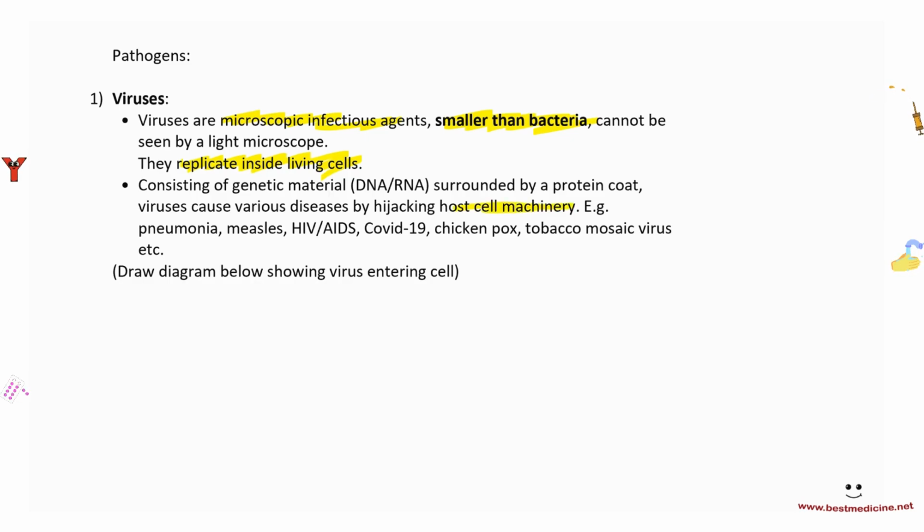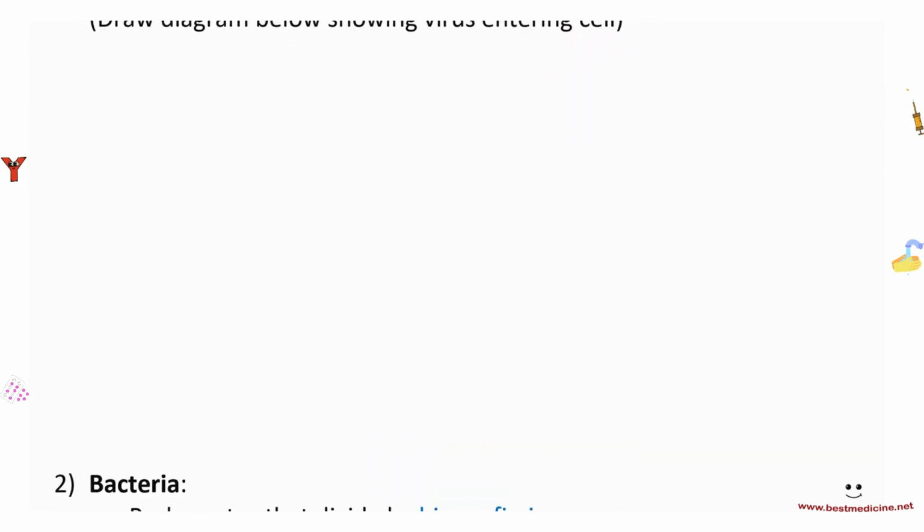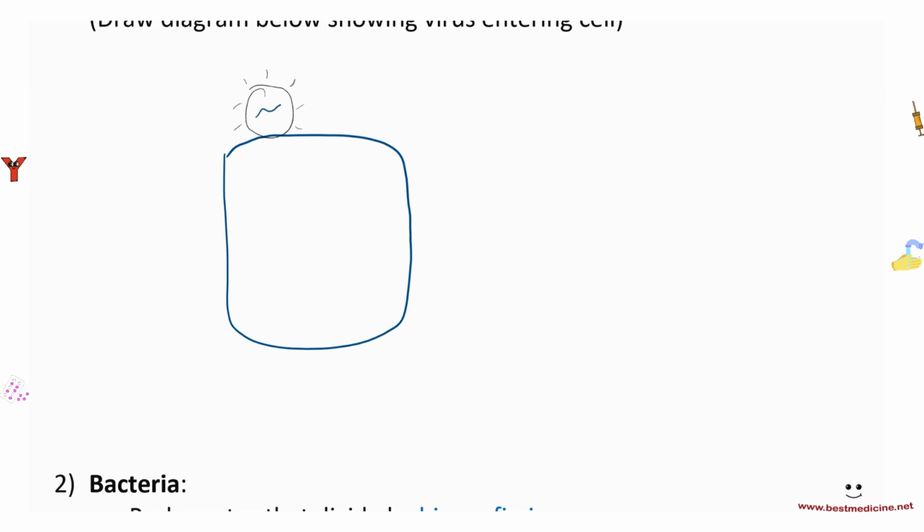So let me just quickly show you how this would work. Let's say you have a normal cell. So here's a normal cell, and then you get a virus. So here's a virus, and the virus has attachment proteins on top of it, and then it would have genetic material, maybe this is DNA or some other genetic material which codes for genes for the virus's proteins. And it has this coat which is called the capsid.